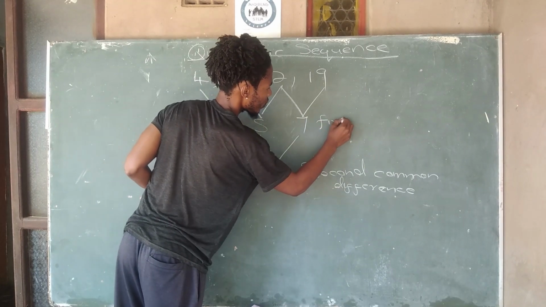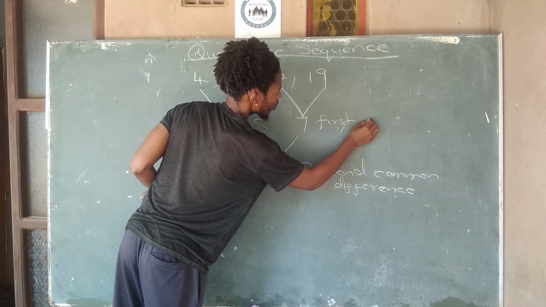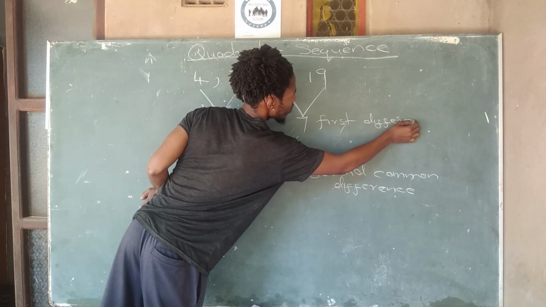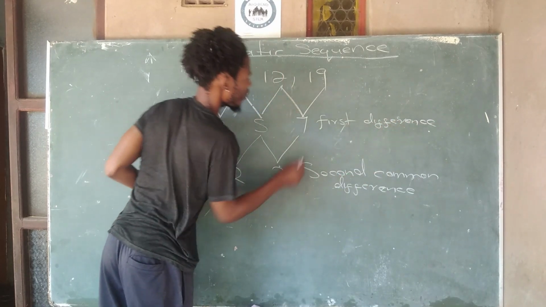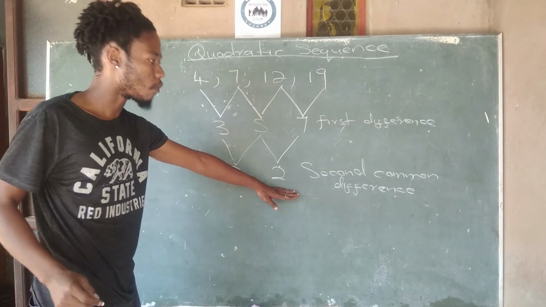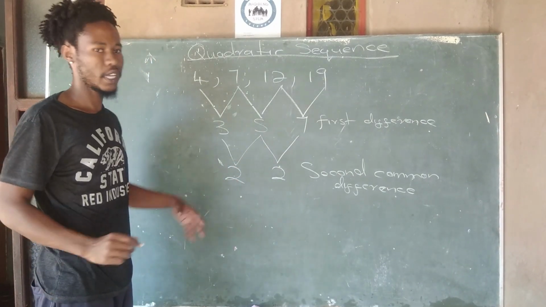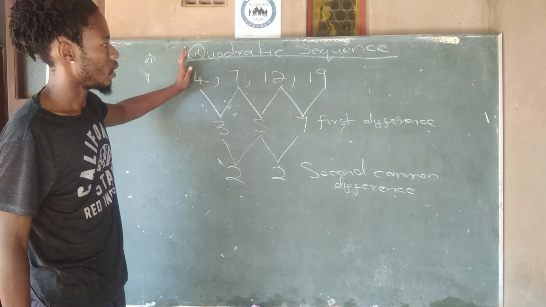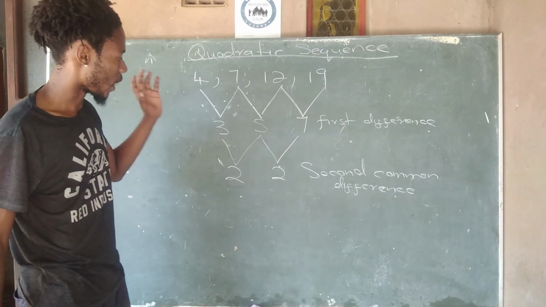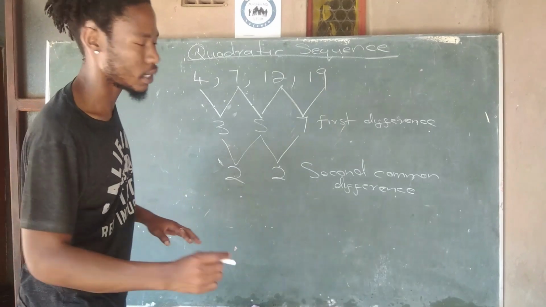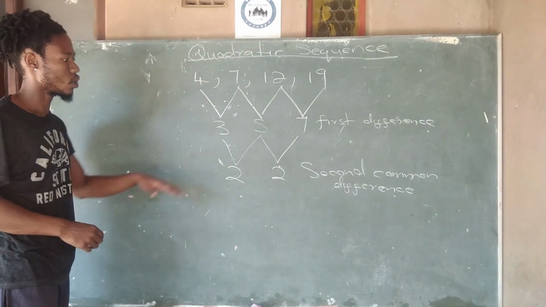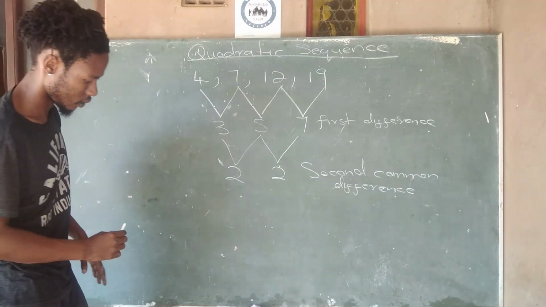This is a first difference. It's not common, but it's a first difference. We have first difference and a second common difference. This is how you identify if your sequence is quadratic, because we have a second common difference.